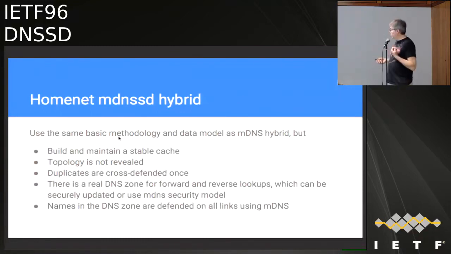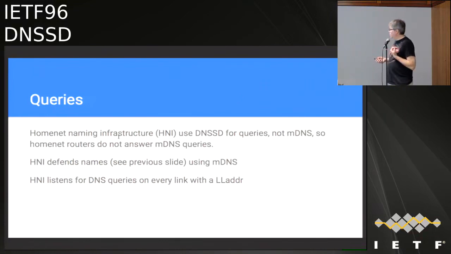If you want to do queries, if you want to do service discovery on the HomeNet, you use DNS, and use Dnssd, not MDNS. So a HomeNet router is not going to answer if you ask for something in .local. As I said, HomeNet defends names and listens for queries. Every HomeNet router will have something listening on port 53 for both TCP and UDP. Whether it has a resolver in it is an open question, but every HomeNet has to have at least one thing that can do name resolution.